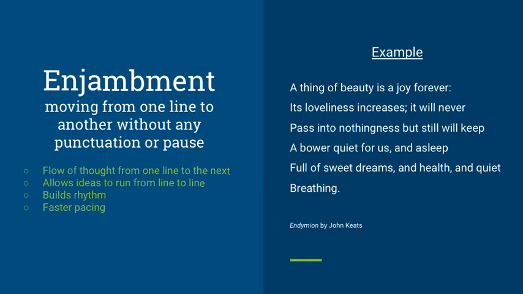So let's look at this example, Endymion by John Keats. And we're going to start out by reading, a thing of beauty is a joy forever. And we've got this colon here. So considering how we move from one line to another without any punctuation or pause, this is not an example of enjambment.